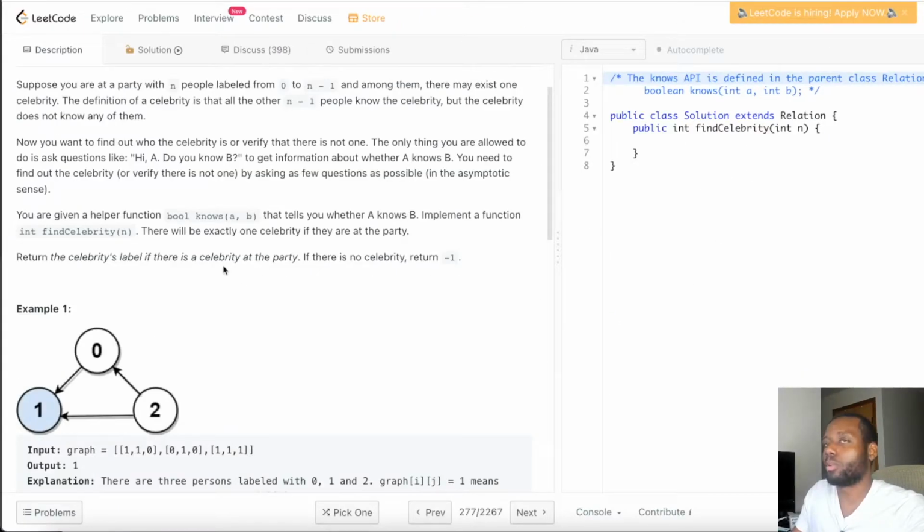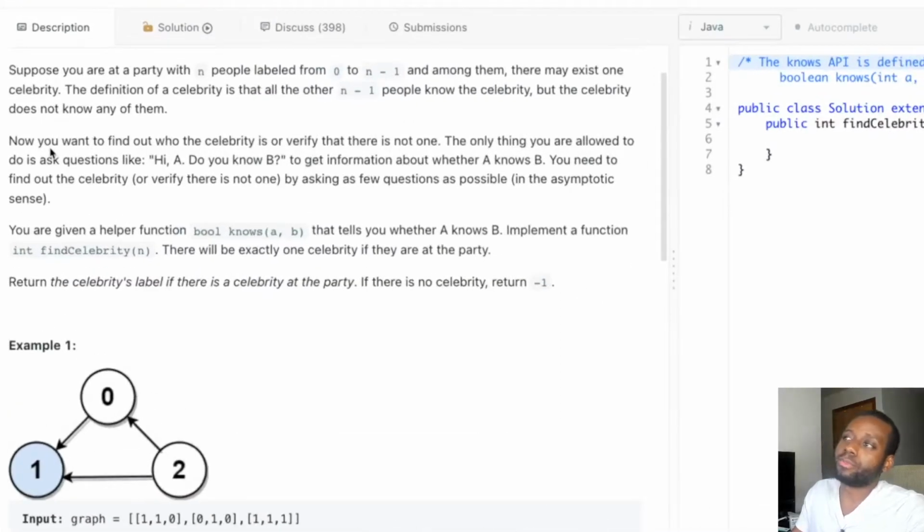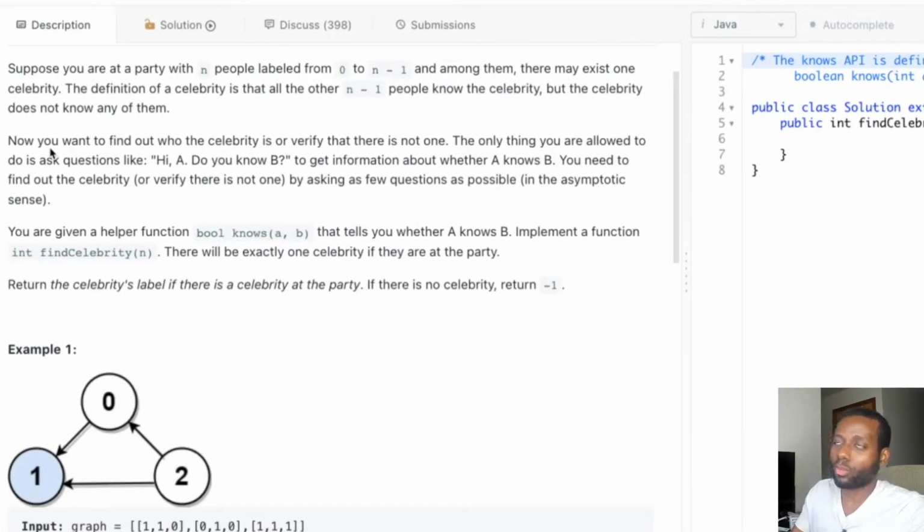So it's a pretty interesting problem. You see that they have defined to us what a celebrity is, which is one of the most important things for us to grasp in this problem statement. The celebrity is a person that everybody knows about. All the other n-1 people know that celebrity, but that celebrity doesn't know anybody else.